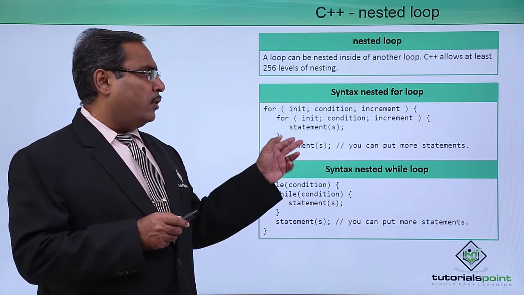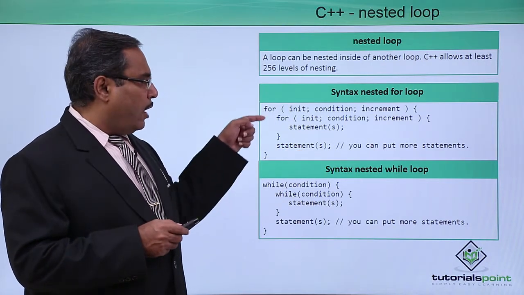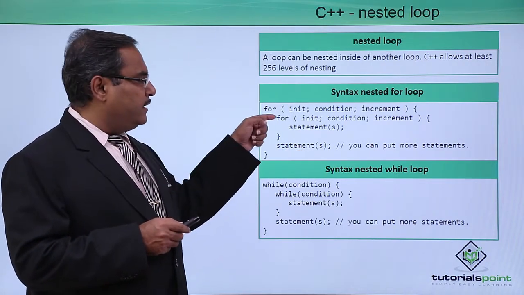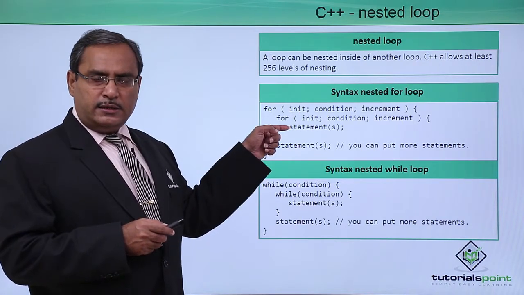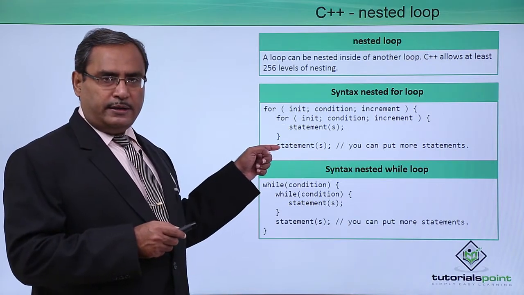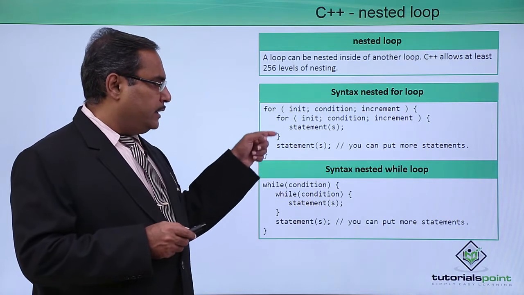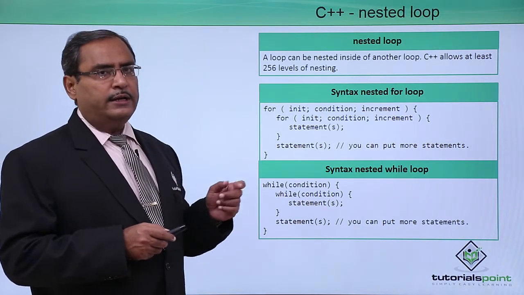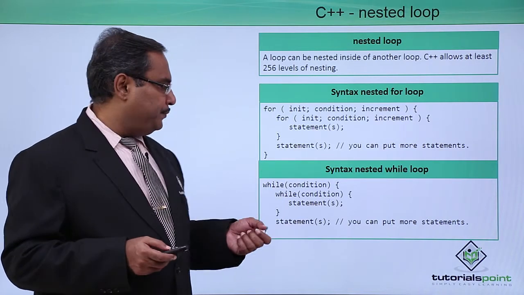So let us go for one syntax where the for loops have got nested. This is the outer for loop. This is the inner for loop. This statement is inside of the inner and also the outer for loops. This particular statement is inside of the outer for loop but outside of the inner for loop. Accordingly, these statements are getting executed that number of times.